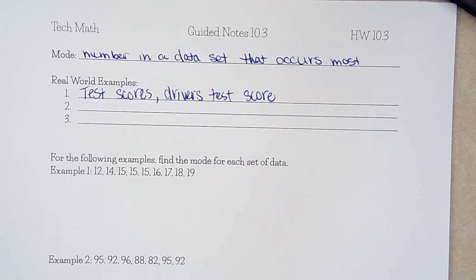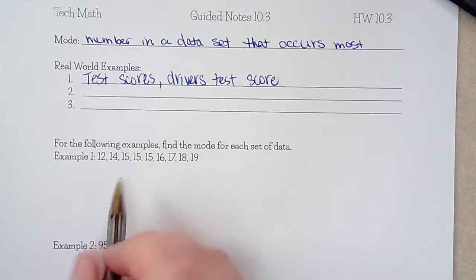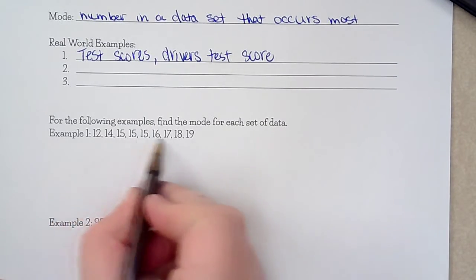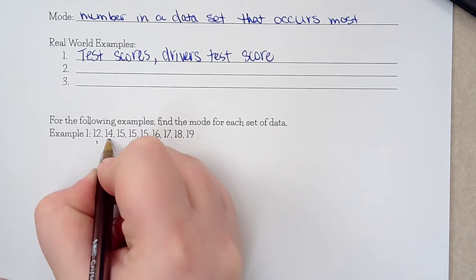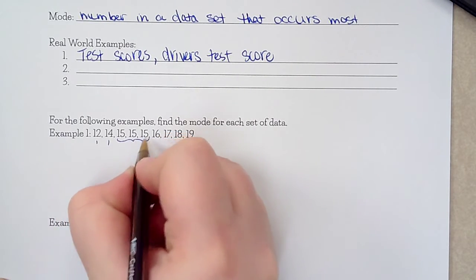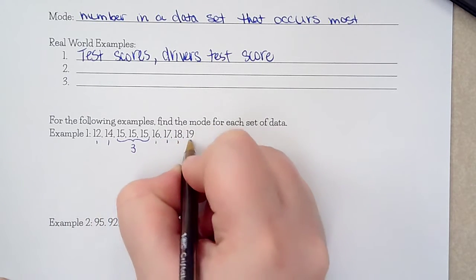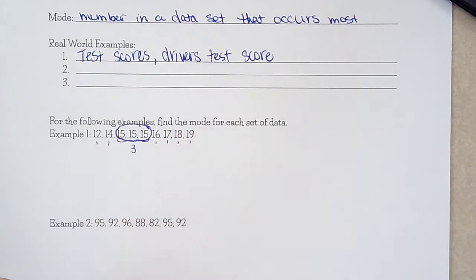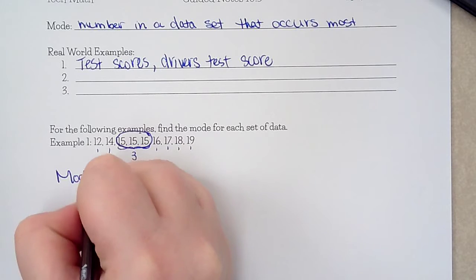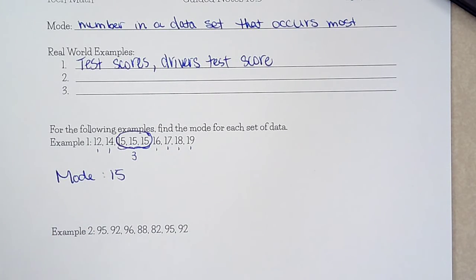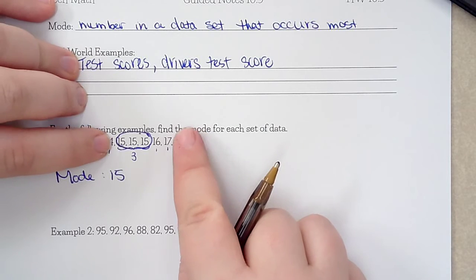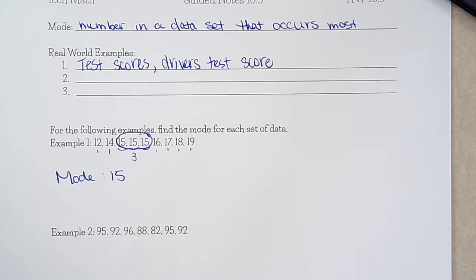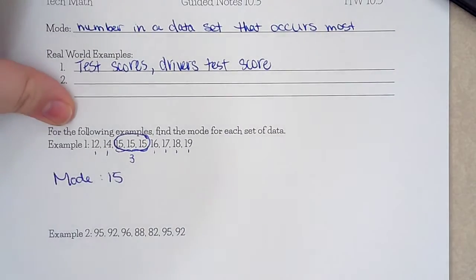So once we know a few real world examples, finding the mode is actually really easy, because if we know it's the one that occurs the most, we're just going to look at our data set. In this case, here's my example. I have 12, I have 14, I have 3 15s, and then one of each of my other numbers. It makes sense then that the one that occurs the most is going to be 15. So my mode in this case is 15. You'll notice if we did a little investigative work here as well, that when I find the median, it is also 15. Modes and medians sometimes coincide, sometimes not, but it's always good to look for.